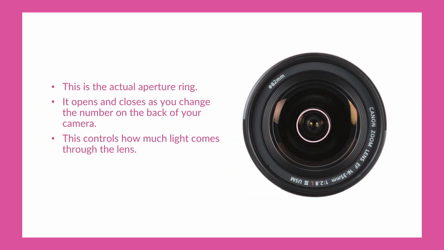We talked a lot about aperture, what aperture is. I showed you pictures of the aperture ring, and I put an animated GIF up in the bonuses so you can actually see it in action. But the aperture is inside the lens right here, and if you look into your lens, you can see it in there. And like I said in the last module, it opens and closes as you change the number on the back of your camera. And this just controls how much light comes into your lens. So it lets more light in, it lets less light in.